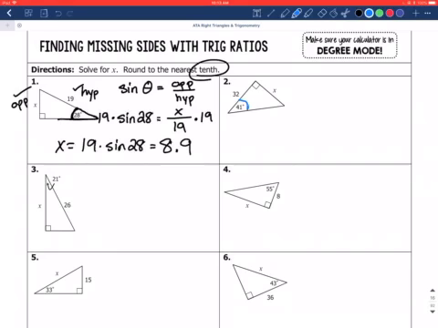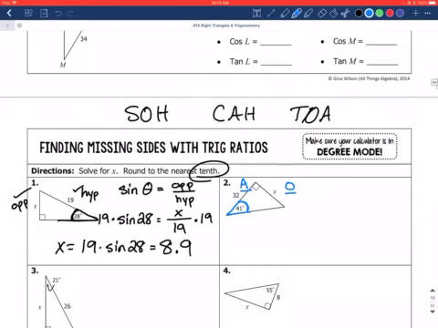So for number 2, we're going to do the same thing. We have our reference angle here. So we need to label all of our sides. So this is our hypotenuse. This is our adjacent because it's touching. And this is our opposite because it does not touch that angle. So the two things they gave us here are opposite and adjacent. The hypotenuse is blank, so we're not going to use it. So we're looking for which one has opposite and adjacent, and that is tangent.